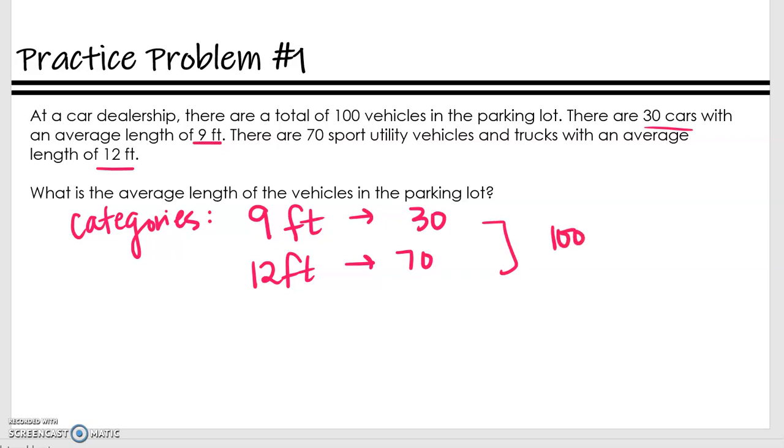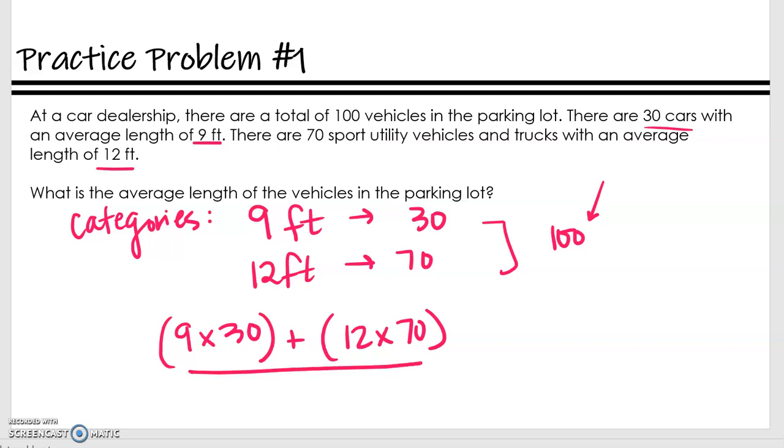Total, that's 100. Okay, so this is what we're going to be dividing by, because since this is not a percentage, we have to divide at the end. Remember that you divide by how many items there are. So for this one, we are going to add 9 times 30 plus 12 times 70. After we do that, we will divide by 100 because there are 100 cars. So 9 times 30 is 270. 12 times 70 is 840.